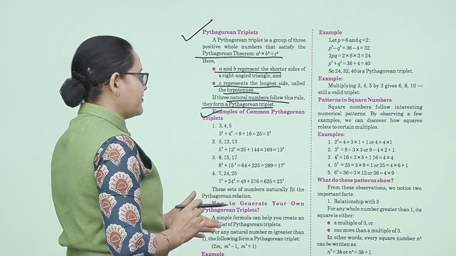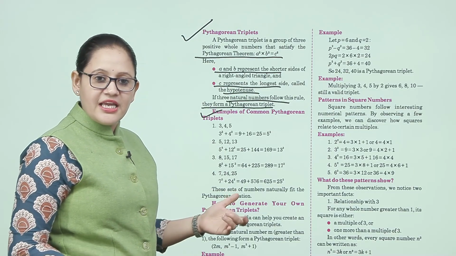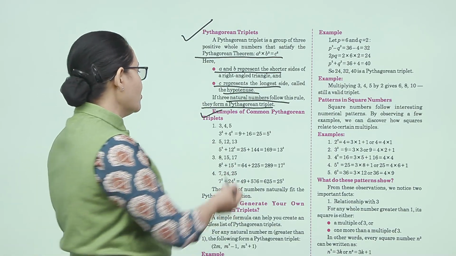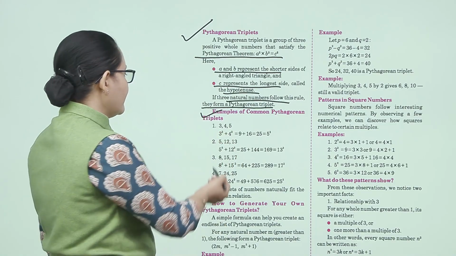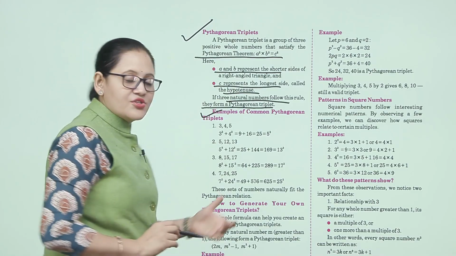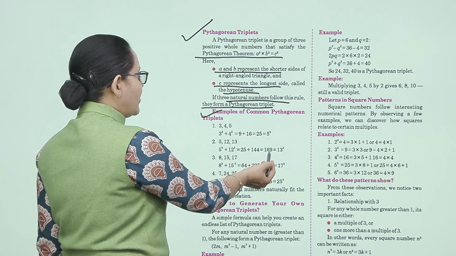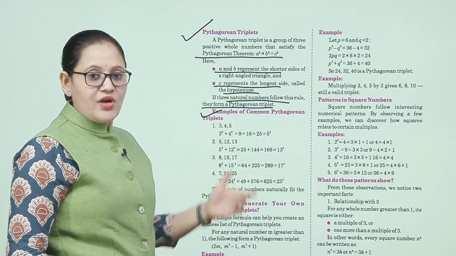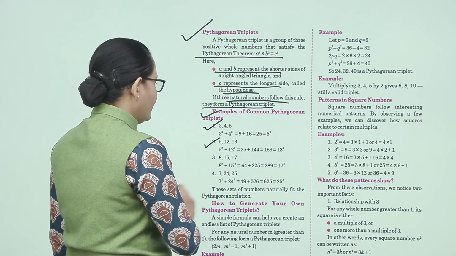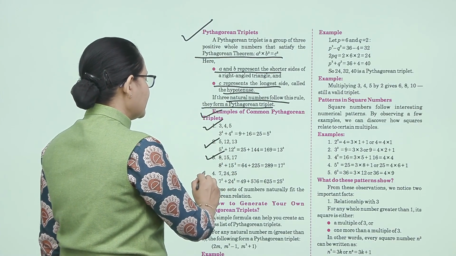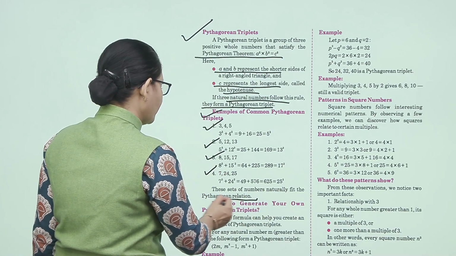3, 4 and 5. So square of 3 is 9, square of 4 is 16, that is equal to 25, which is the square of 5. Clear? 5, 12 and 13. So square of 5 plus square of 12 is equal to 169, which is the square of 13. So all these numbers, 3, 4, 5; 5, 12, 13; 8, 15, 17; 7, 24 and 25, naturally fit the Pythagorean relation.